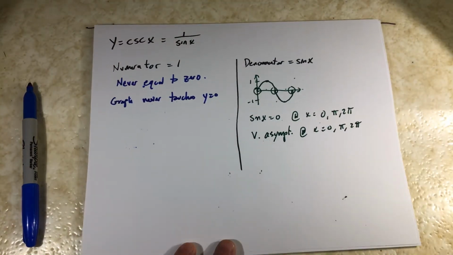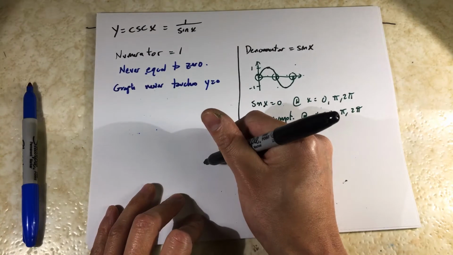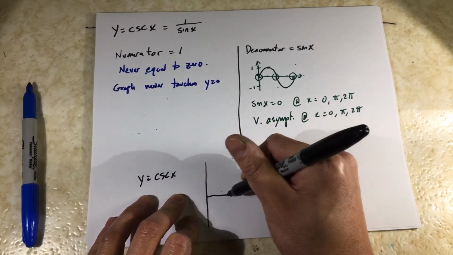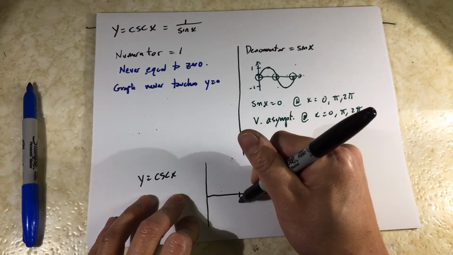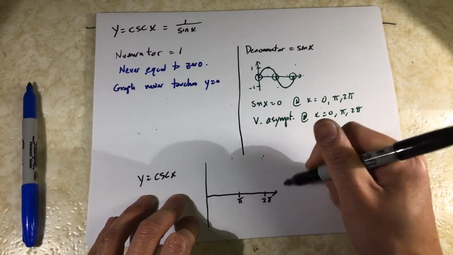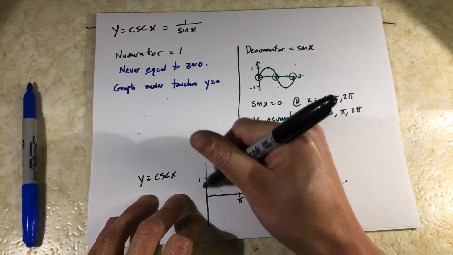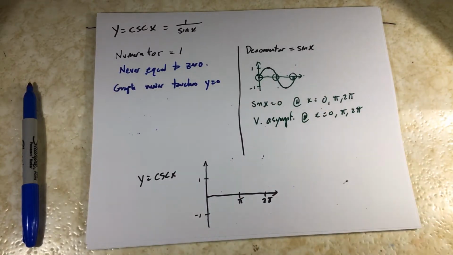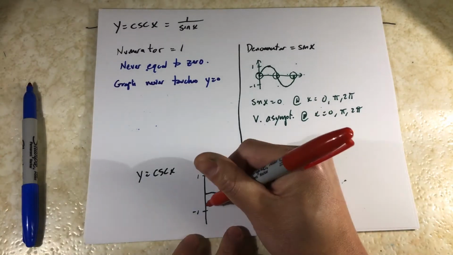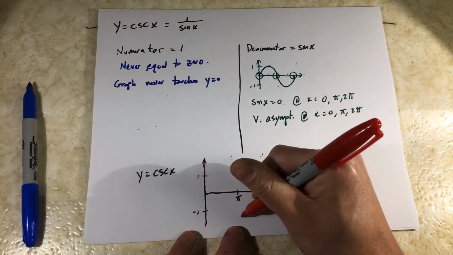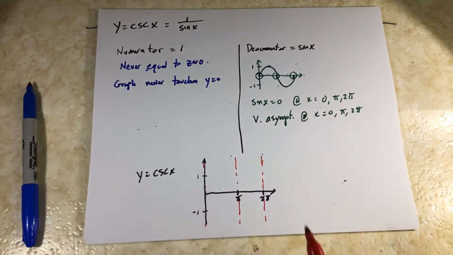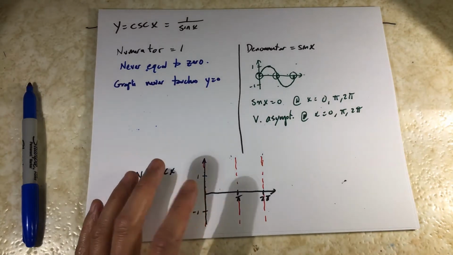So what does that look like when you put all of this together? So y equals cosecant of x, something like this. Pi, 2 pi. So actually let me do this in red so it stands out a bit. But we're going to have vertical asymptotes at 0, pi, and 2 pi. And it's not going to cross the axis.